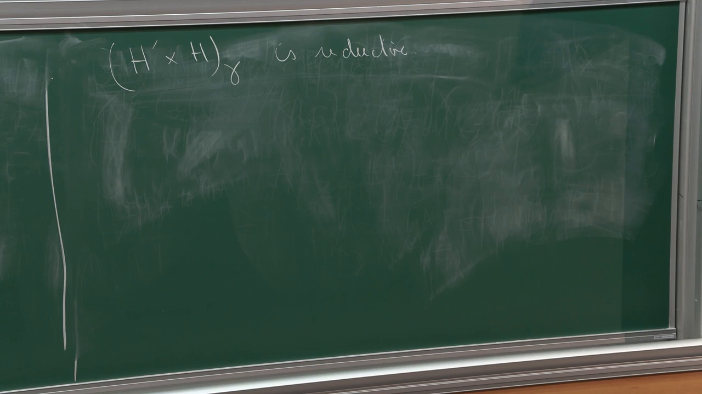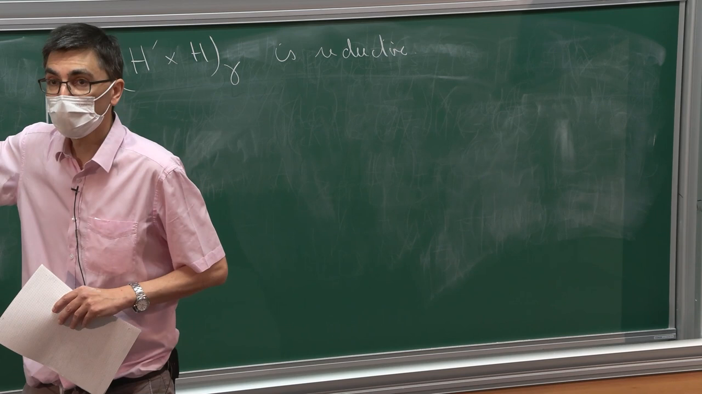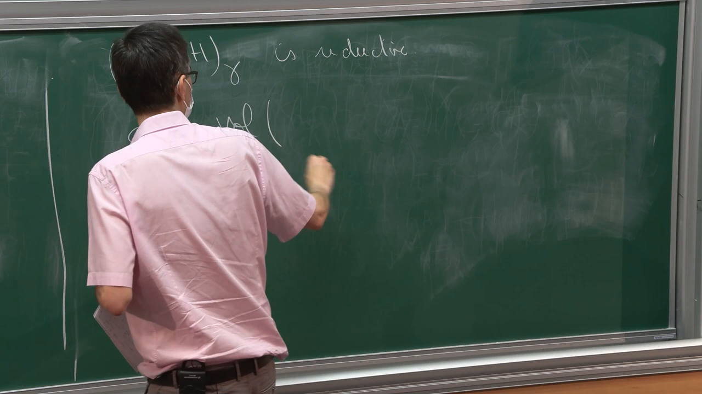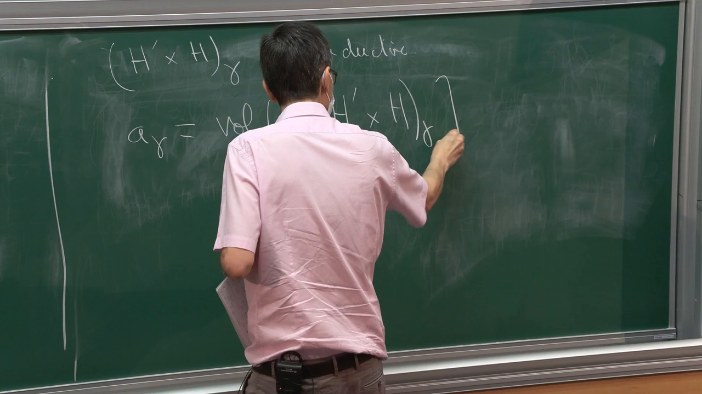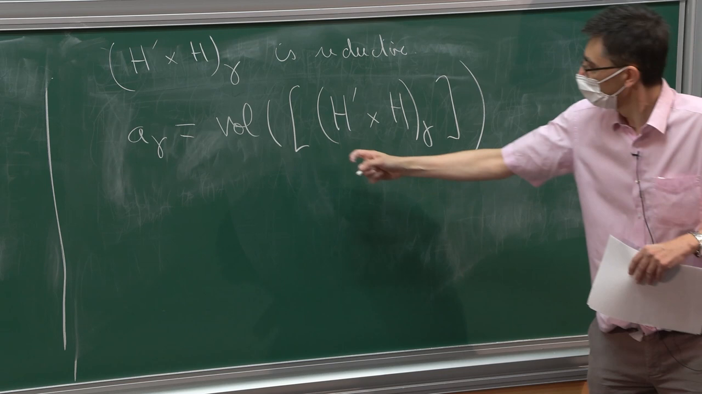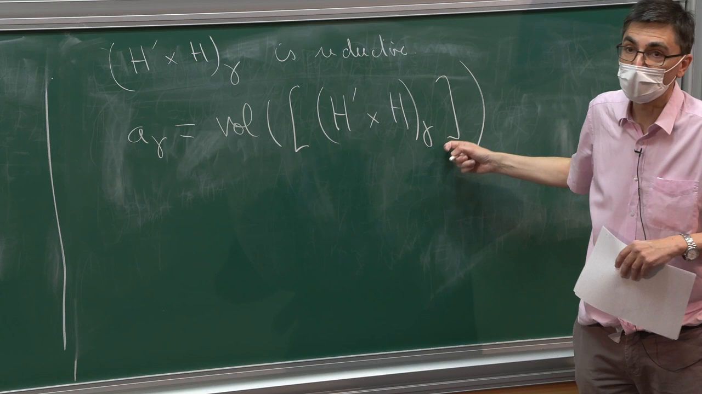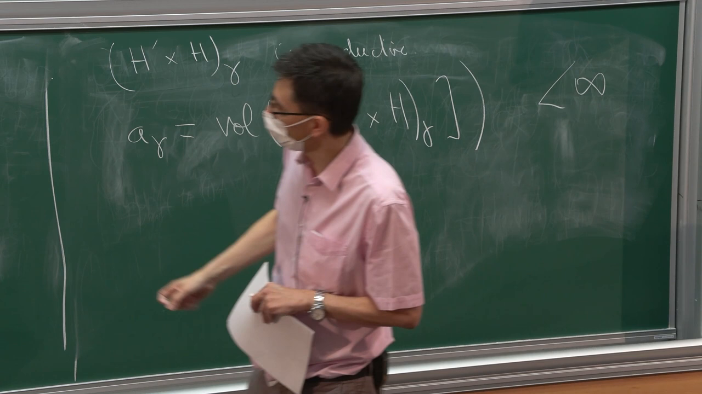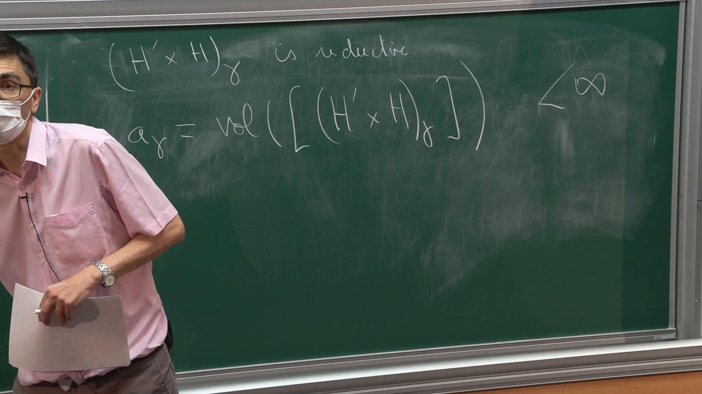And with this choice, I can define the coefficient A gamma. A gamma is a volume of H prime cross H gamma. So this is the volume of the centralizer inside the bracket. So this group is reductive and anisotropic. So this bracket is compact and the volume is finite. And the product of the coefficient A gamma and J gamma does not depend on the choice of the Haar measure, of course, because we take the same.